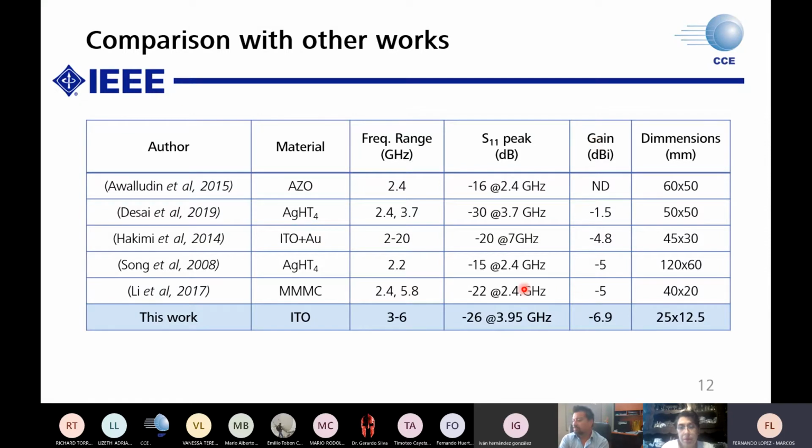Note that the low conductivity of the transparent film has a consequence of low gain for this type of antennas. The dimensions of the transparent antenna are between 30 and 90 percent shorter than the dimensions of other transparent antennas that are found in the literature.